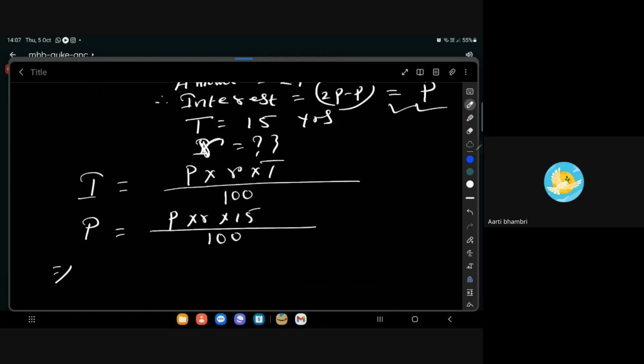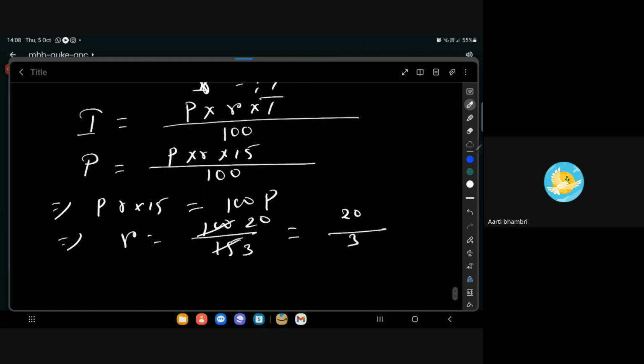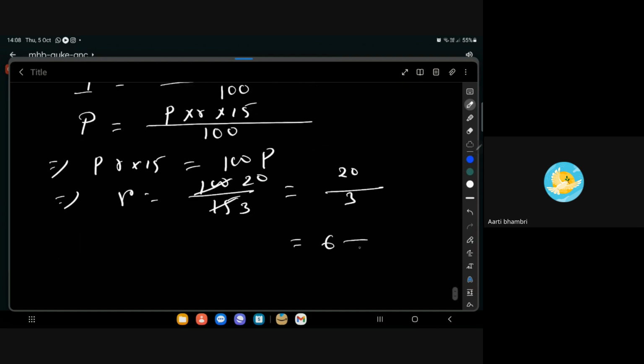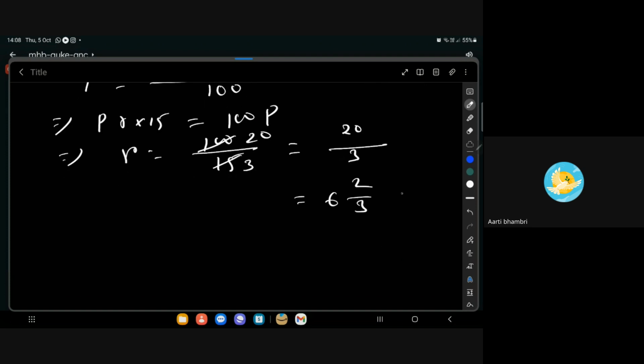So how much it will come? P R, 6 point something. Yes. P or R equal to 100 by 15. So it will give you 20 by 3%, or if you break it up, then it will be 6 and 2 by 3%, or if you write in percentage, it will become 6 point, how much? 6666 like this, 6.66%.